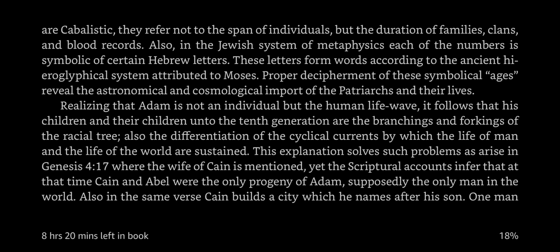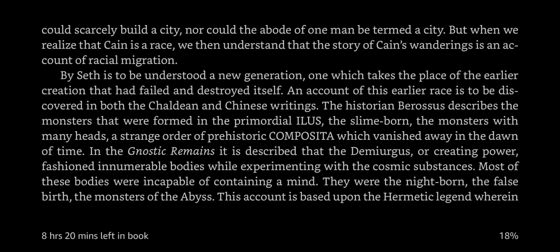Also, in the same verse, Cain builds a city which he names after his son. One man could scarcely build a city, nor could the abode of one man be termed a city. But when we realize that Cain is a race, we then understand that the story of Cain's wanderings is an account of racial migration.